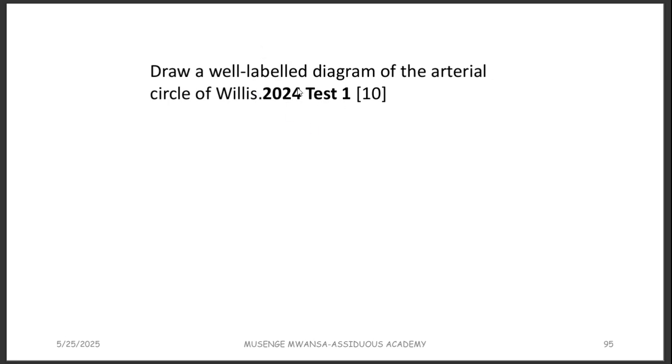This is what came in test 1. In the final exam in 2024, they brought the arterial circle of Willis to label. So if they bring it for you to draw in the test, they might bring it for you to label. This time they are likely going to bring something labeled for you to label instead of drawing. Probably in the exam is where they ask you to draw. But for both of them, please just know.